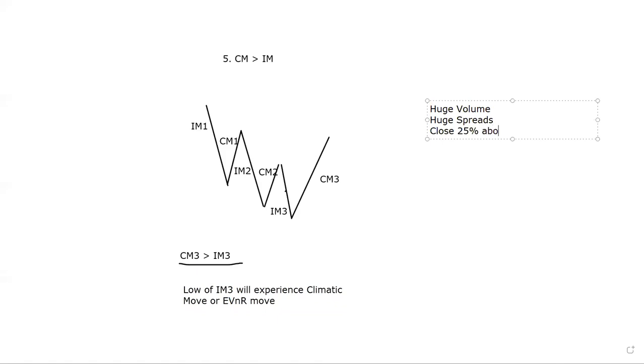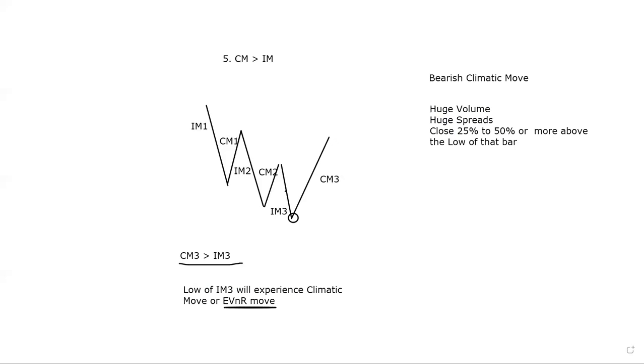Number 2, the close is 25% above the low, 25% to 50% or more above the low of that bar. Got it? It is known as a climatic move. This is known as a bearish climatic move. Yep, understand. So you will experience a bearish climatic move on wave 3, over here. And after that, you will see the price rise, or you will also see an EVNR move, effort versus no result.